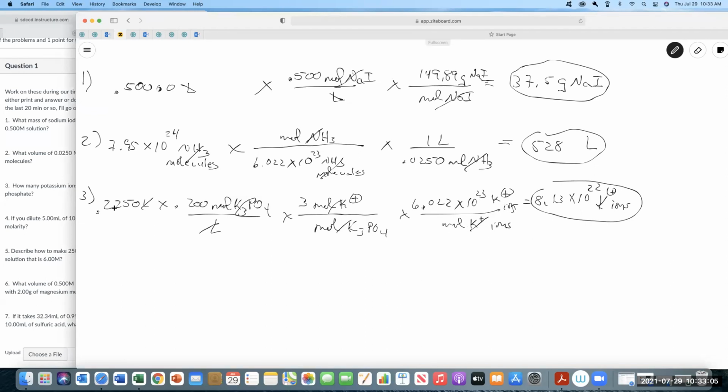We had K ions and we don't have anything about K. So what else do we know? Well, we know we can always get to moles. And if you're in doubt, get to moles. And then if you get to moles, it kind of told you what to do next.